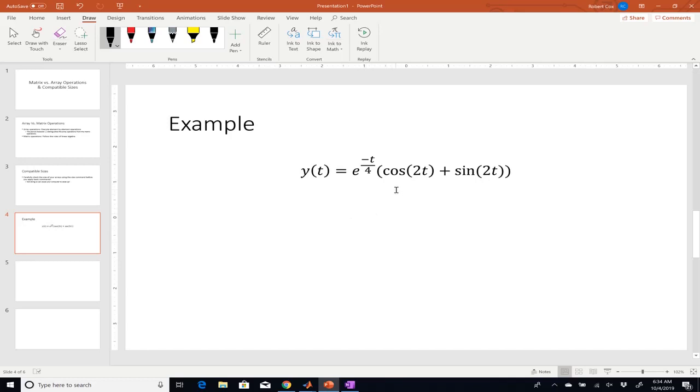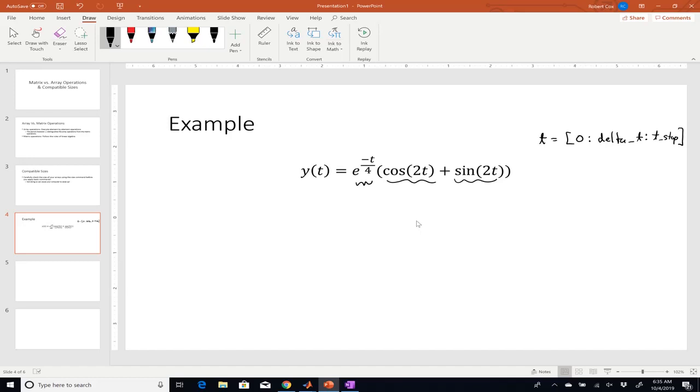So the situation I have right here is where I'm trying to multiply, let's say, some function e to the negative t over 4 times this cosine of 2t plus sine of 2t. Okay? The typical way that you would do this is you would define a t vector. Let's say I would do it from 0 in steps of delta t to some t stop, like that.